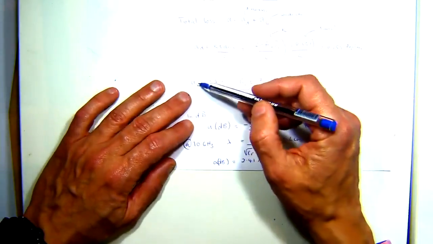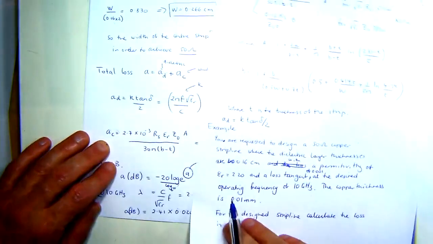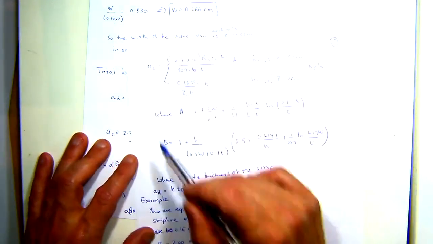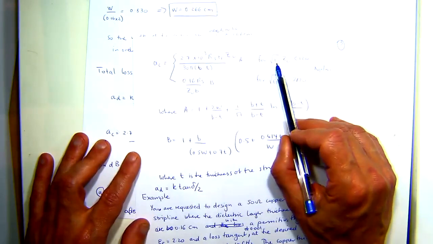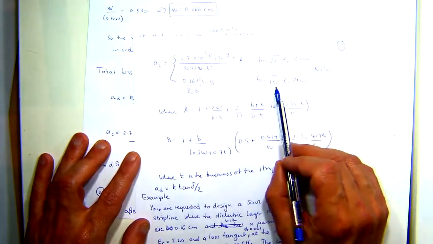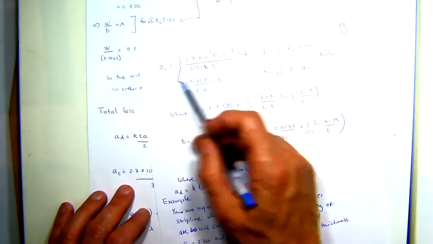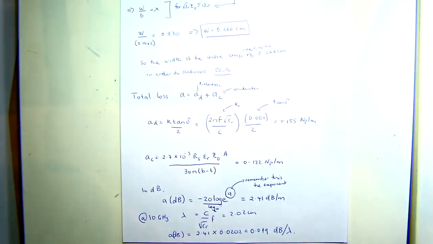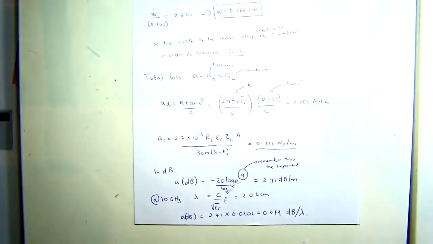The conductor loss, we had the formula for the conductor loss, if you remember. Depending on which arm we were, it depended on whether the square root of the dielectric constant times Z0 was less than 120 or greater than 120. In this particular case, we're less than 120, so we have to use the top equation. We substitute all the values in, and we get the conductor loss as 0.122 nepers per meter. Right?